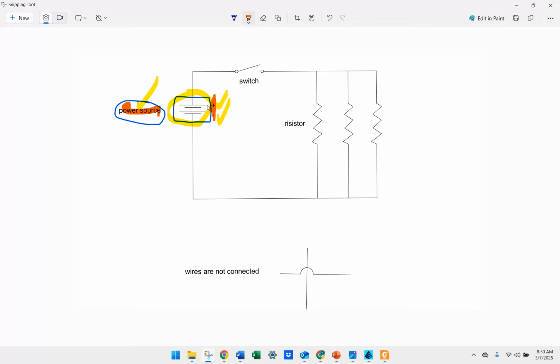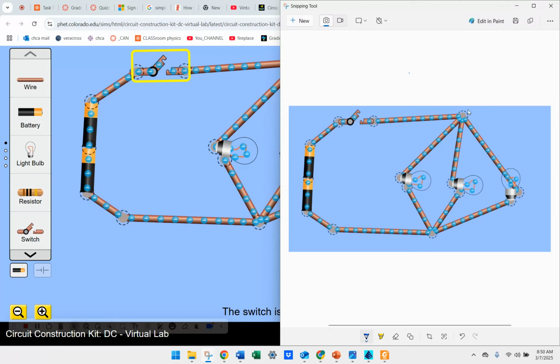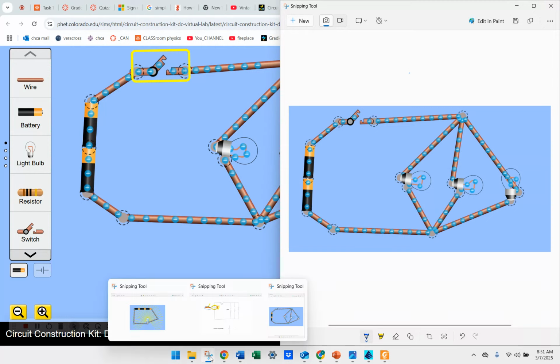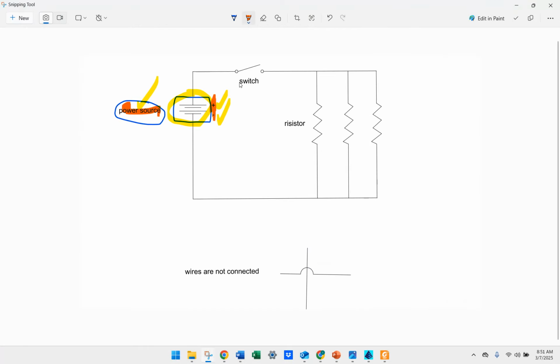The long side is positive, the short side is negative, and a long and a short represents one cell, like you would see right here, one. So since I had two cells, sometimes you call them batteries, 2 batteries, really more than one is a battery, but 2 of those is represented by that.